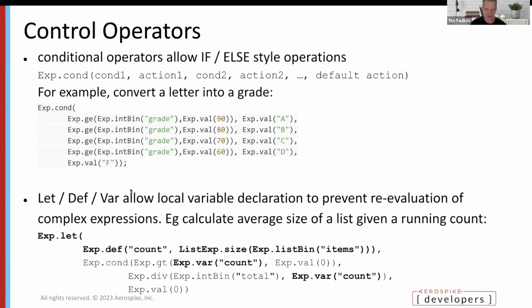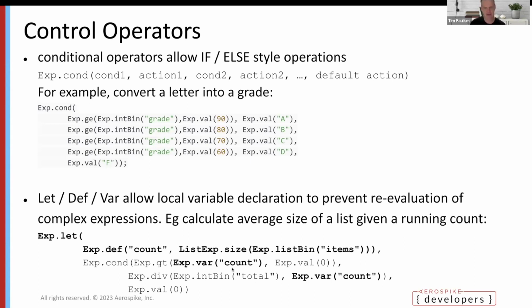The other one, which is sadly underutilized, is the let def var. Now, imagine I've got a slightly complex expression. I've got something like this where I've got a list of items. So my list bin is items, and I want to work out the average size of the list given a running count. That works well, but to do that, I need to do a division. I need to divide the total by the count. But if count is 0, I can't do the division.